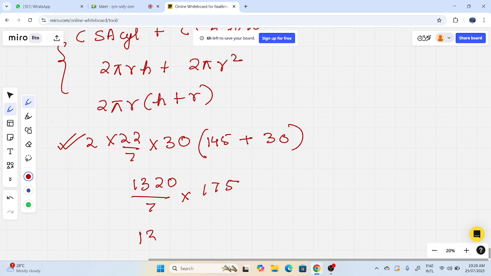So this is 1320. 7 ones are 7, 7 twos are 14, and 5 into 25. It is a straight cut. I don't know why so many mistakes are happening. Almost everything is basic calculation, Ma'am. Is it 330 meters square?